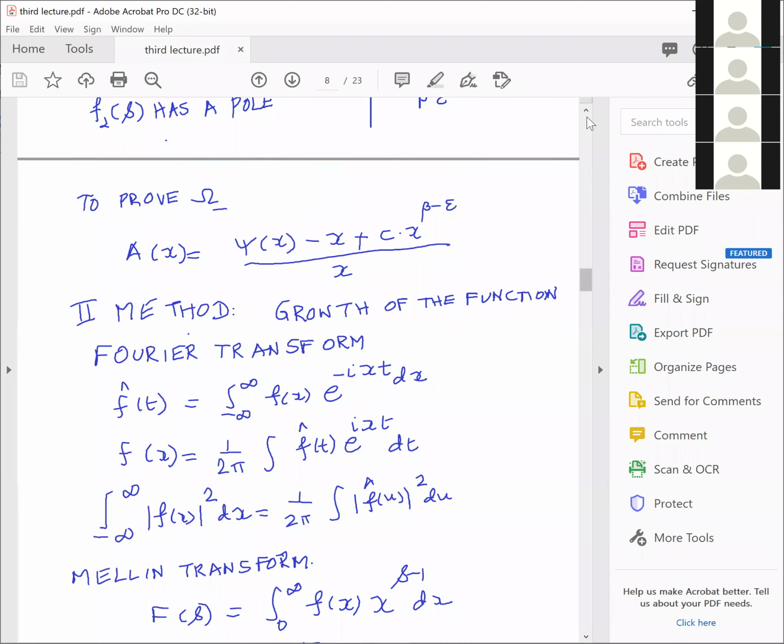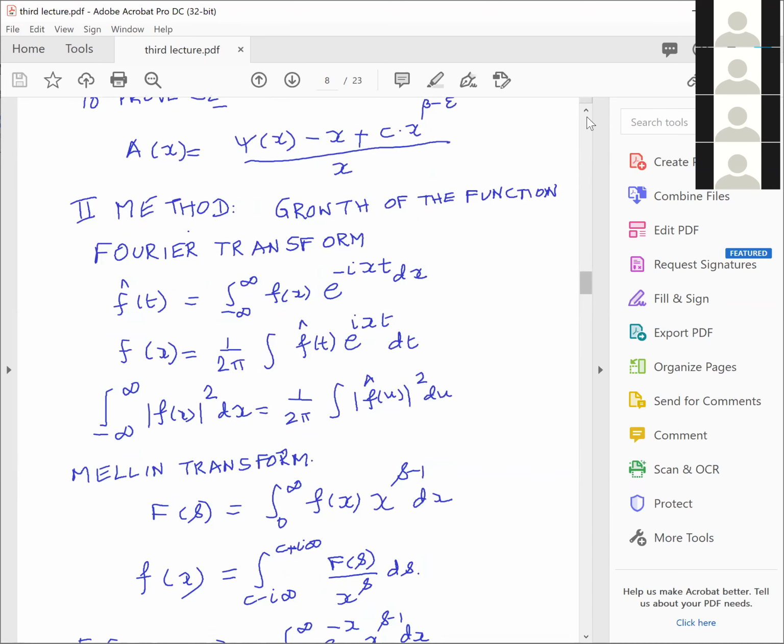And then you have a Plancherel formula or Parseval formula, which is the integral from minus infinity to plus infinity of mod f(x) whole squared equal to 1 over 2 pi times the integral of mod f hat(u) whole squared. This is something all of you know, because the Fourier transform is something you have seen. But in number theory, we also need one more transform, which is called a Mellin transform.